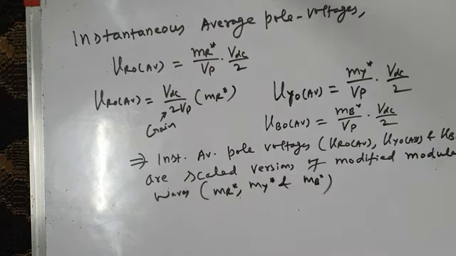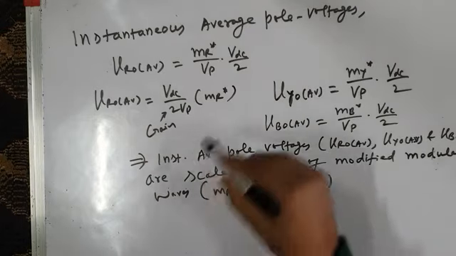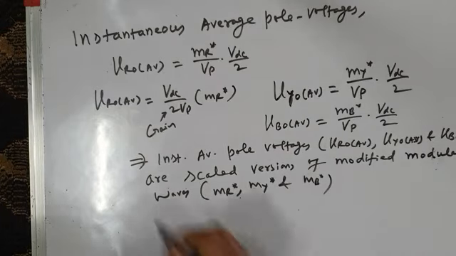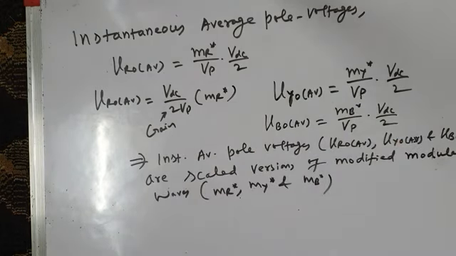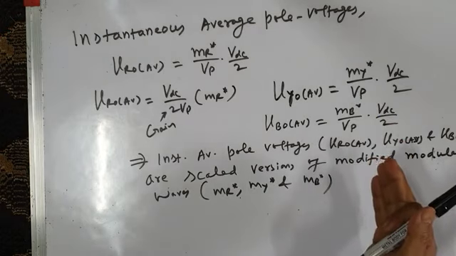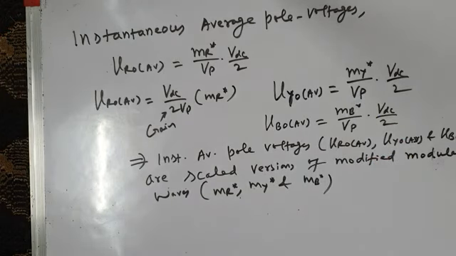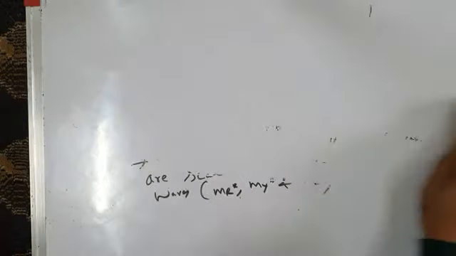That's very important. So therefore our pole voltages will no longer be sinusoidal, because our modified modulating waves have got distorted. Pole voltages will also get distorted. They are basically scaled versions of modulating waves. And since modulating waves are no longer sinusoidal, instantaneous average pole voltages will also no longer be sinusoidal. They will be having same shape as the modified modulating waves. Fine. That is about pole voltages.